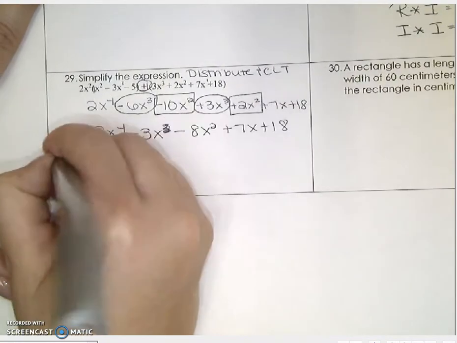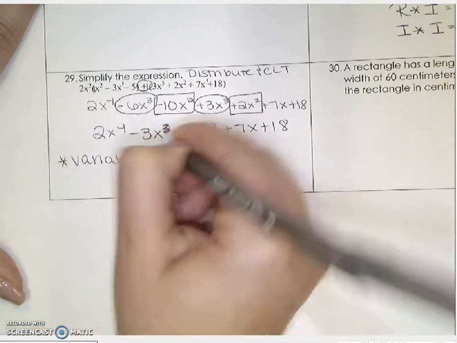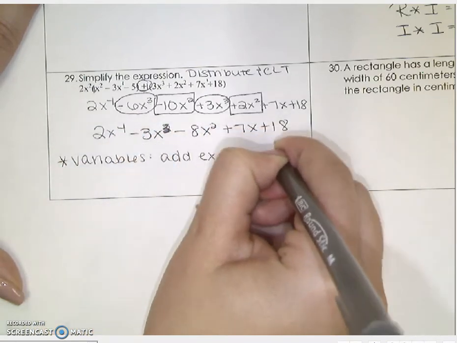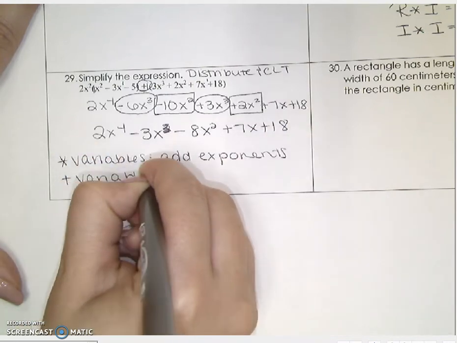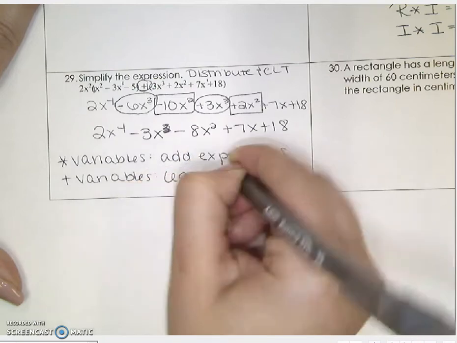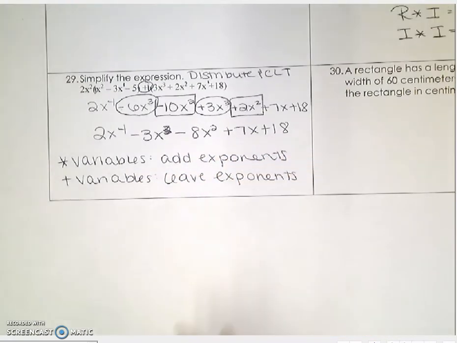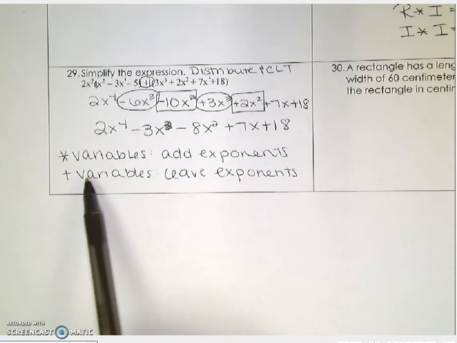When you multiply variables, add the exponents. When you add variables, leave the exponents. Remember that. That's the biggest part of adding and multiplying polynomials, is remembering that when you multiply the variables, you add their exponents. When you add the variables, you leave their exponents.